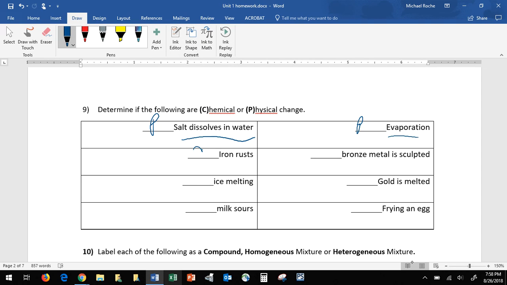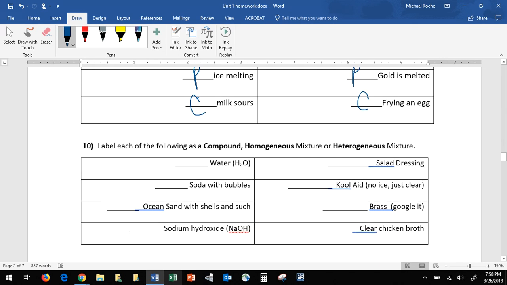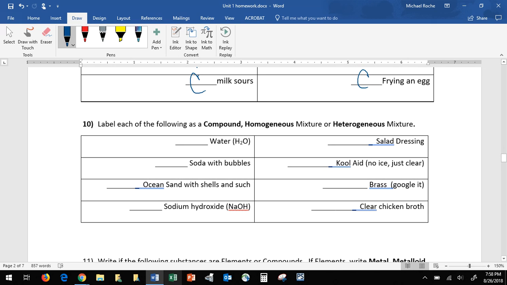Iron rusts is a chemical change. You can't really go backwards unless you add chemicals. Bronze metal sculpted, you're just cutting the bronze, so that's physical. Gold is melted, that's just physical. It's still gold. Ice melting is still physical. Milk sours, that's chemical. If you could unsour milk, you wouldn't throw it away. And frying an egg is a famous one for chemical, even though it's the one that drove me nuts, because you can't unfry an egg.